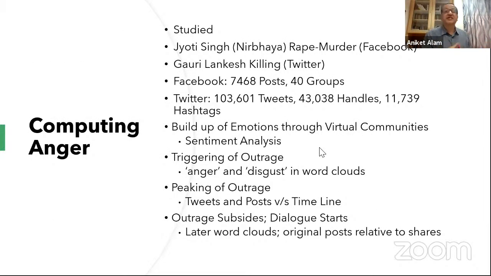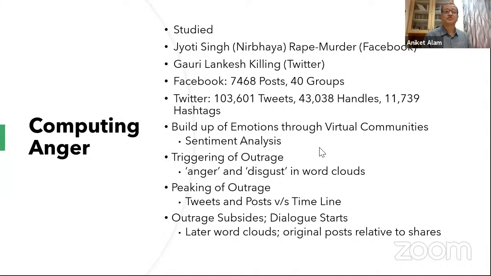What little detail I'll give you is what else Lassia did, which was to look at how we compute anger. How do we do a computational study of anger? We looked at the outrage that happened with the Jyoti Singh rape murder in 2012 and Gauri Lankesh's killing in 2018, just around the time when she was working on this. And we looked at Facebook for Jyoti Singh and Twitter for Gauri Lankesh.